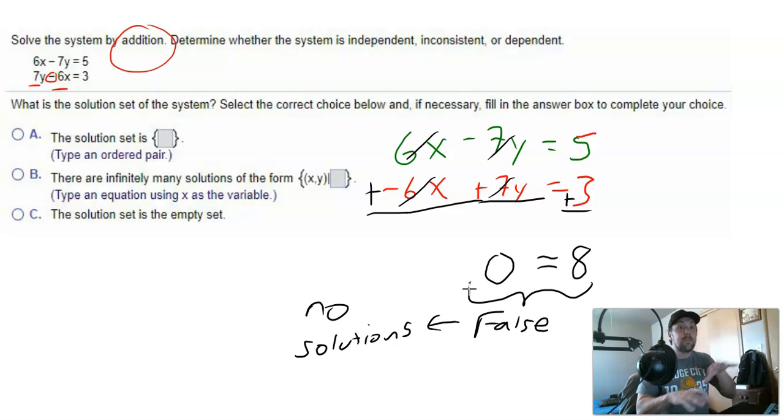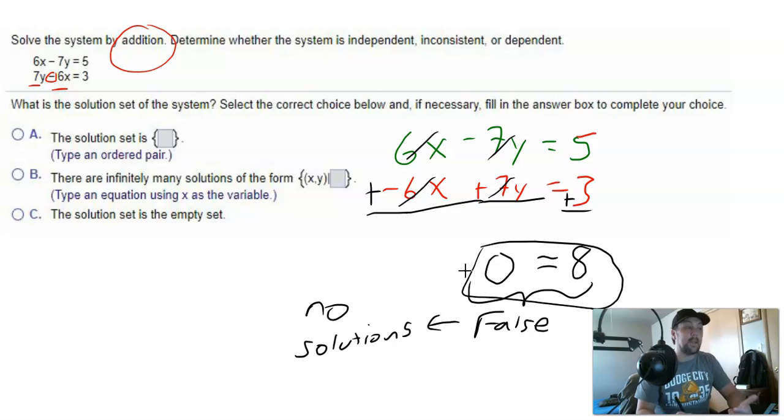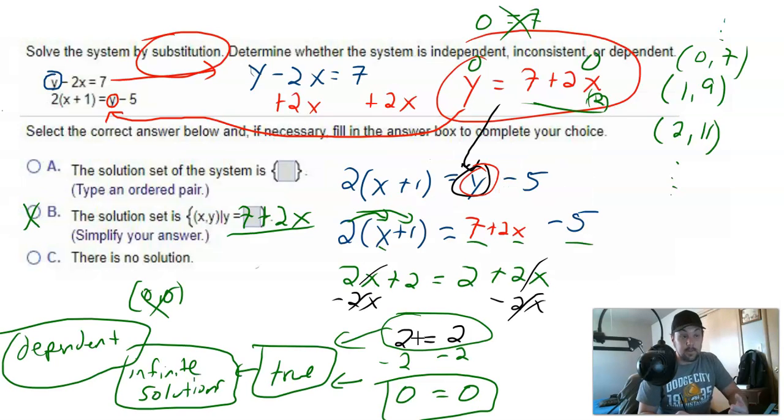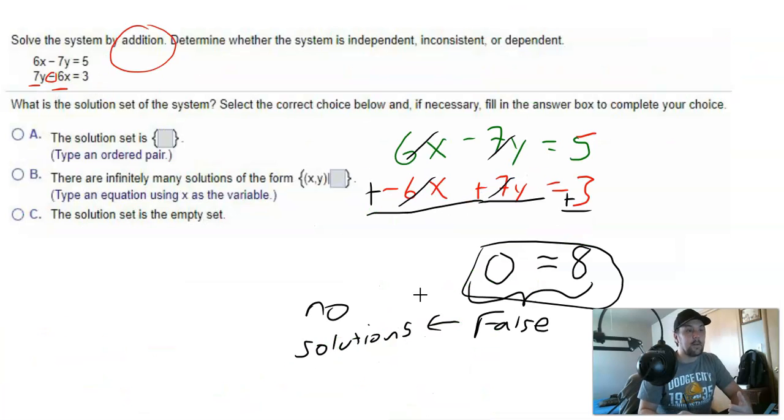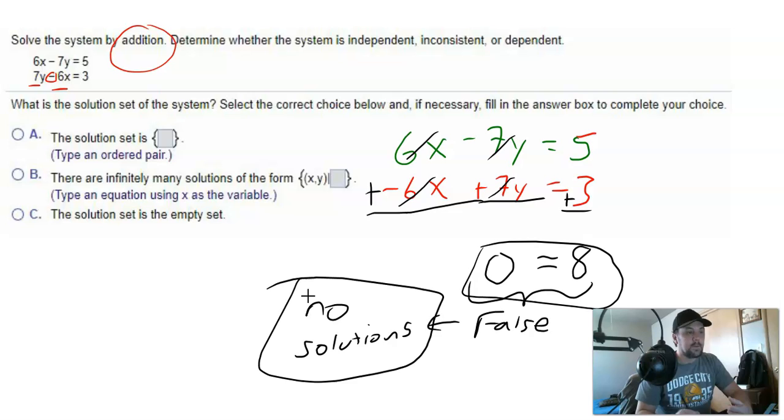The way you tell the difference between those two situations is whether this came out true or false. If it comes out false, that means there is no ordered pair that can satisfy both equations at the same time. If it comes out true, that means any ordered pair that works in one automatically works in the other. That means there's an infinite number of ways to satisfy both equations at the same time. So it really comes down to, did it come out true or did it come out false? Right. So it's false, so no solution, which means this is an inconsistent system.